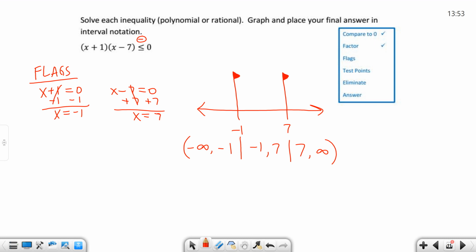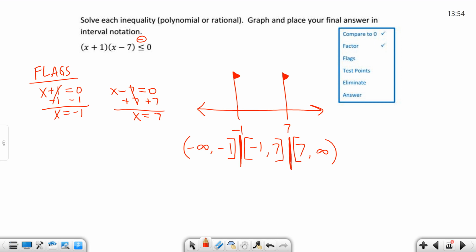So then -1, since I shaded my flag, I use a bracket on every -1 I have. I also shaded the 7 flag, so the same thing happens here, brackets on that. So now, this does not mean that these are my answers. I'm going to kind of darken my flags down here. That's not part of my interval. It's just separating them out.